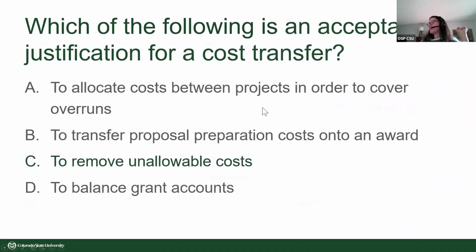Okay, which of the following is an acceptable justification for a cost transfer? A, allocating costs between projects in order to cover overruns, so deficits. B, to transfer proposal preparation costs onto an award. C, to remove unallowable costs. Or D, to balance out our grants. Which one do you think is acceptable justification for a cost transfer?